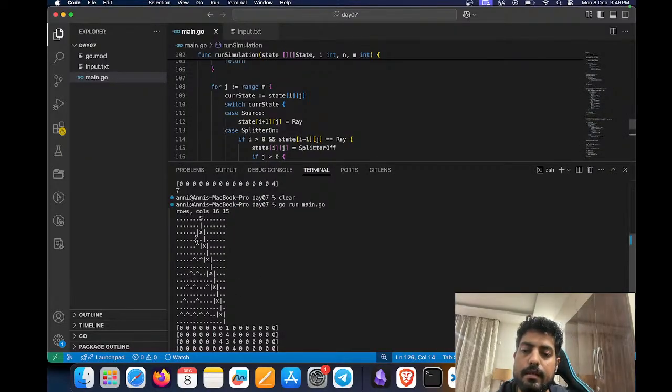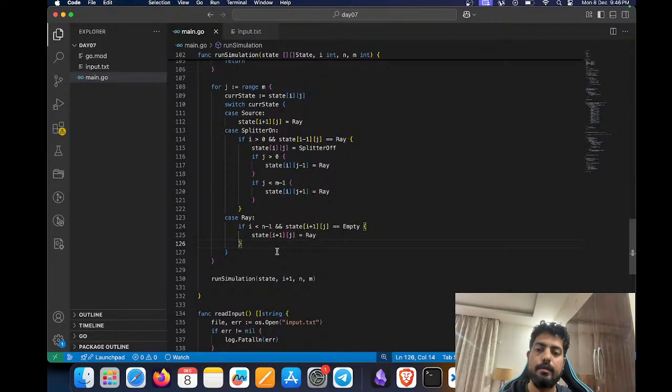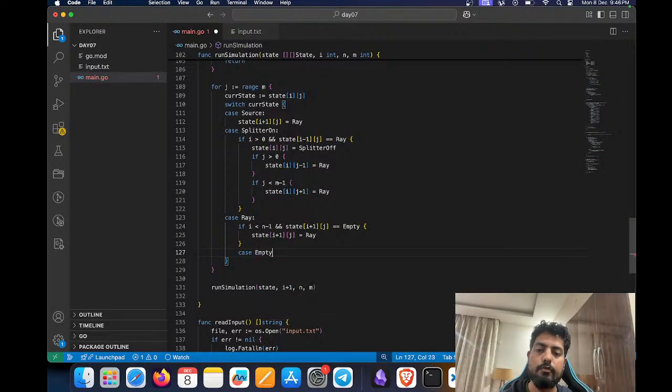The issue was that since I marked this as ray in this first iteration, now the space below it should also be marked as a ray. But that is an empty thing. So an empty space would only be modified if there is one ray above it. So we also need to account for that case.